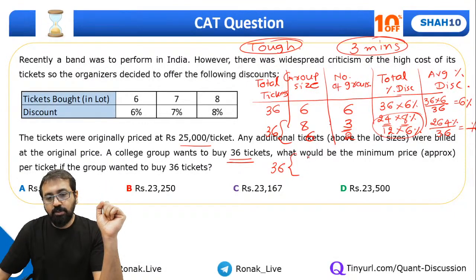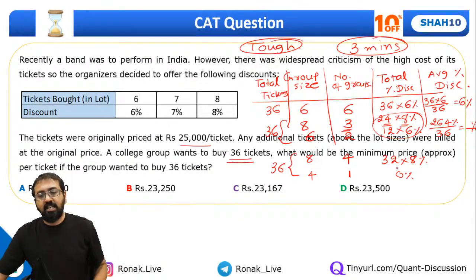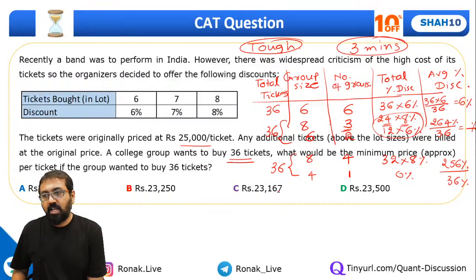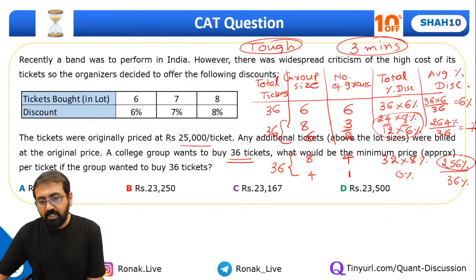So group size will be 8 for such groups. So the total discount will be 32 tickets at 8%, and then remaining 4 tickets, 8 4s are 32. So number of such groups 1 and 0% discount. So total discount, if you check in this case, 8 3s are 24, 8 2s are 16. So this will come out to be 256%, correct? And average discount will be 256 divided by 36%. Are you getting this point, everyone? But this numerator is definitely less than this one. So can I say this looks like a best combination?